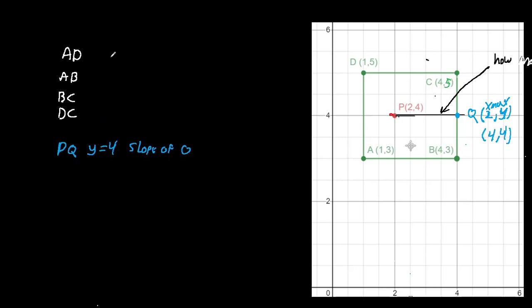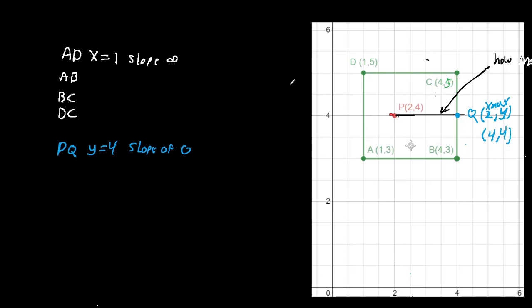So let's now talk about line AD. AD goes from 1, 3 to 1, 5. Because the x coordinates don't change, I know that this is a vertical line. It's going to be x equals 1, and it's going to have an infinite slope. There is no slope. The slope is undefined for a vertical line. It's infinite. I shouldn't say it's undefined, it's infinite.